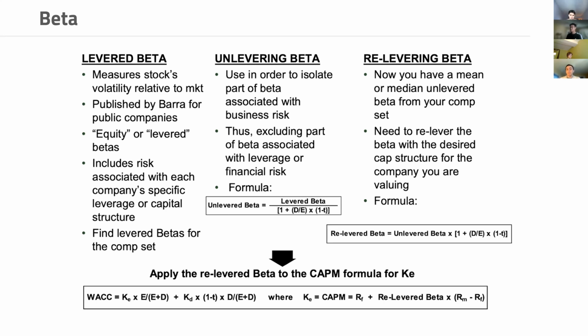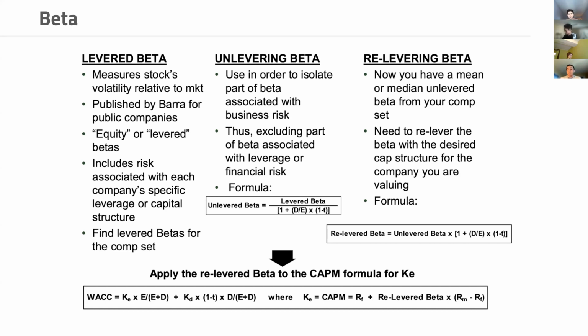But to figure out what portion of that risk is related to the actual business instead of the risk of the capital structure, namely, are they at risk of going bankrupt because they have too much debt, we're going to need to adjust the beta based on how much debt the company has. And you can see that formula here. Unlevered beta equals levered beta over 1 plus debt over equity times 1 minus the tax rate.